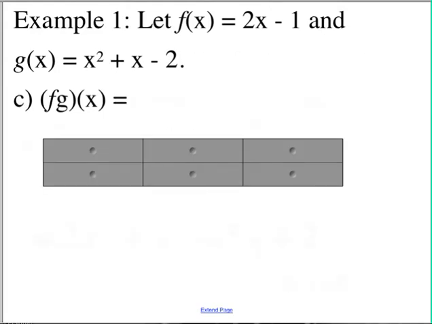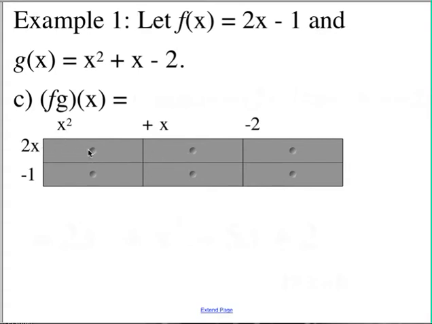In example C, we are multiplying the two together. Now you'll notice I am doing the box method. So if you take 2x minus 1 and write the terms along the side, and then the x squared plus x minus 2 along the top, and then multiply, so find the area of each box, and then combine like terms at the very end.